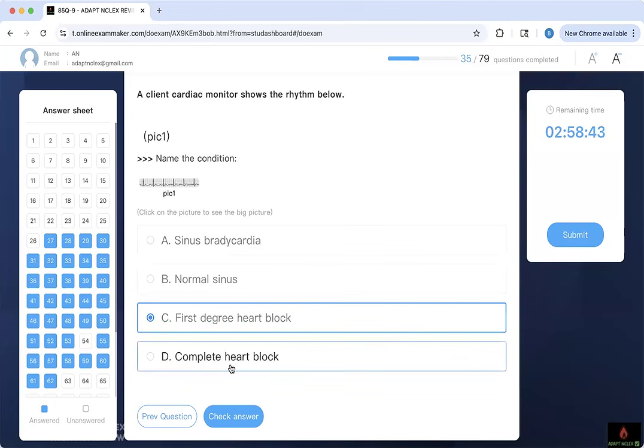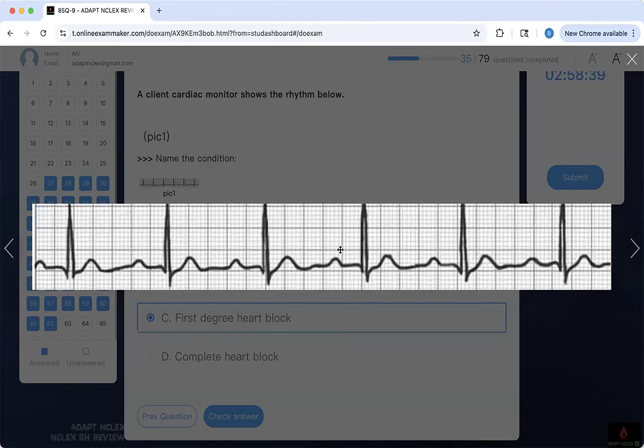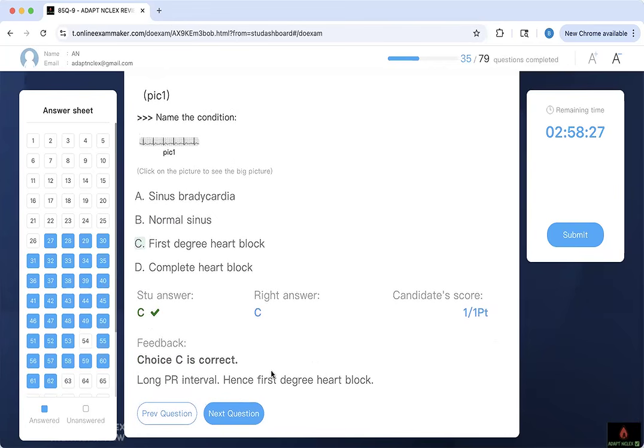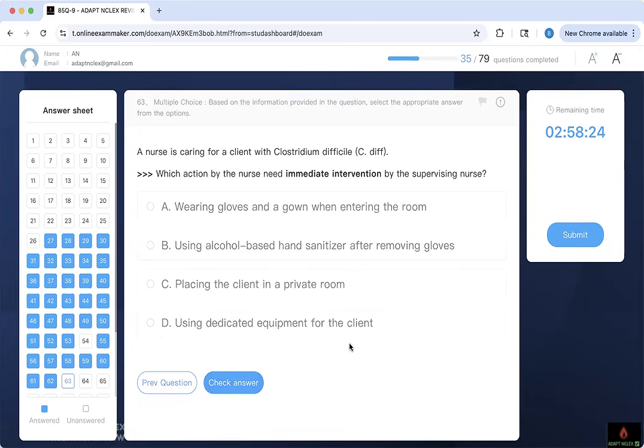Second degree cannot be because there may be dropped beats. There's a P wave associated with every QRS: P wave QRS, P wave QRS, P wave QRS. So it cannot be a complete heart block, where there's dissociation between the atrium and the ventricle. So this is a first degree heart block.